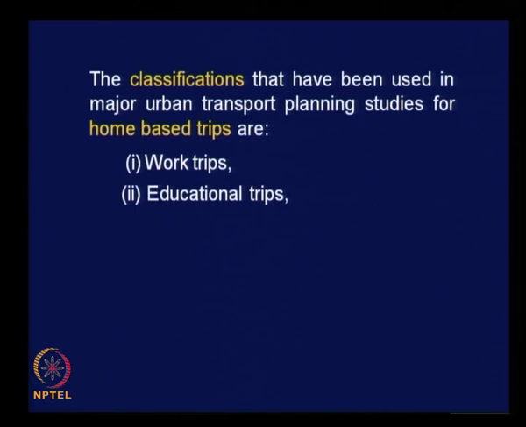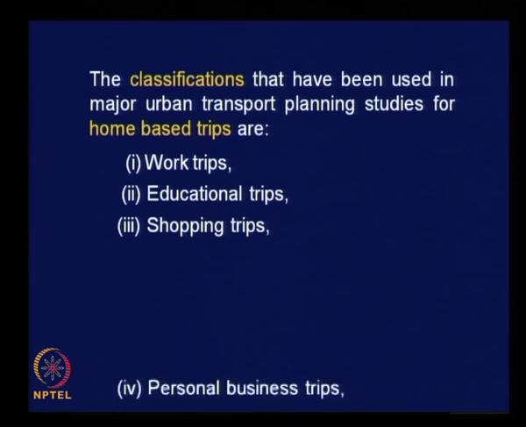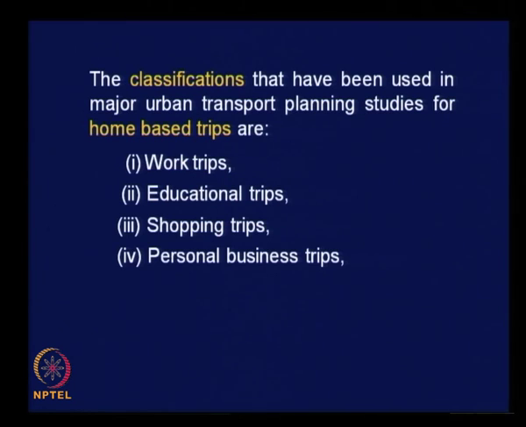And these two trips are more or less mandatory trips. People make these trips on a regular basis. There is no choice. People have to go to work on all the working days. Children have to go to school on all working days. Whereas in the case of other categories, for example shopping trips, these trips occur at random. They need not follow a regular pattern. And personal business trips.